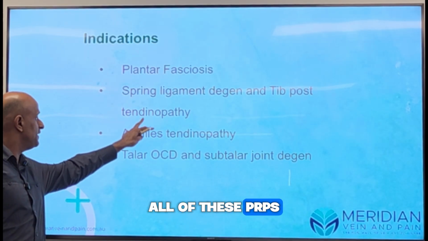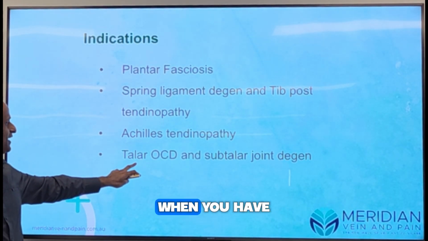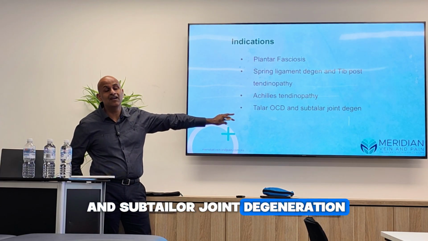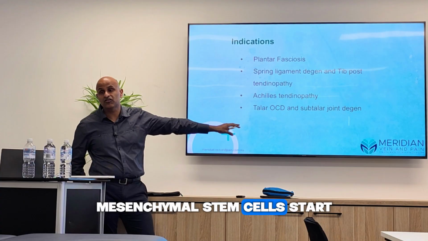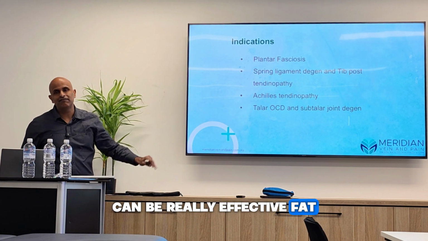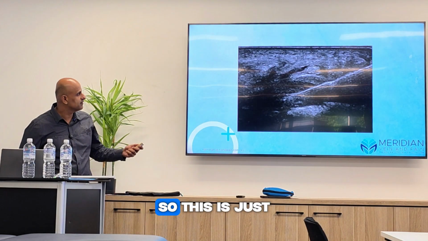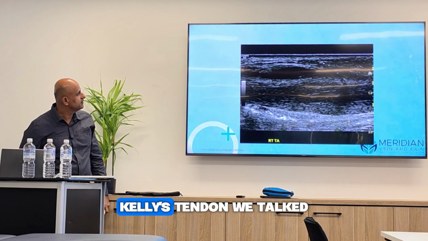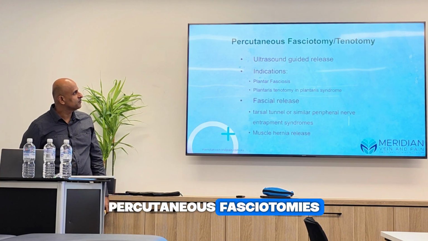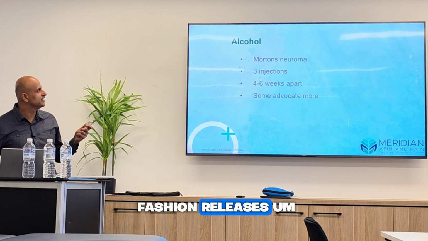All of these, PRP is really good. When you have tears, you can do fat. When you have talar joint OCDs and subtalar joint degeneration, that's where mesenchymal stem cells start coming into play. Bone marrow can be really effective. Fat can also be effective, but bone marrow is much more important. So this is just a picture. Achilles tendon, we talked a little about that. Percutaneous fasciotomies and tenotomies can be really effective, certainly within scars and fascial releases.